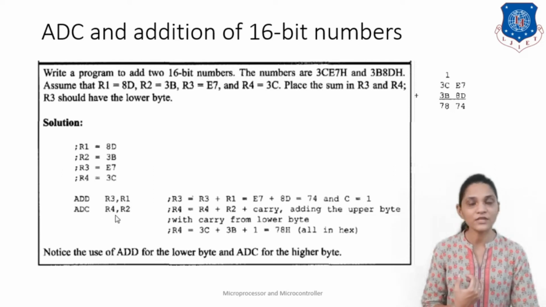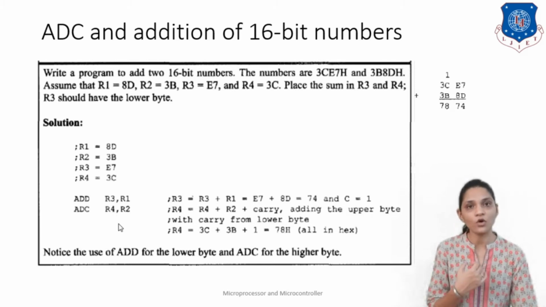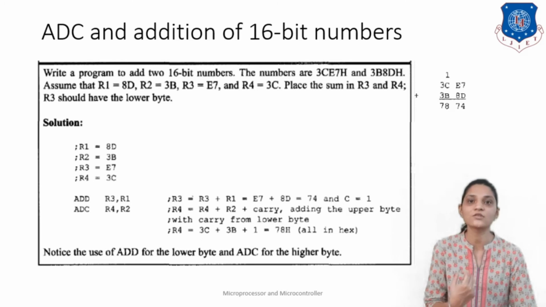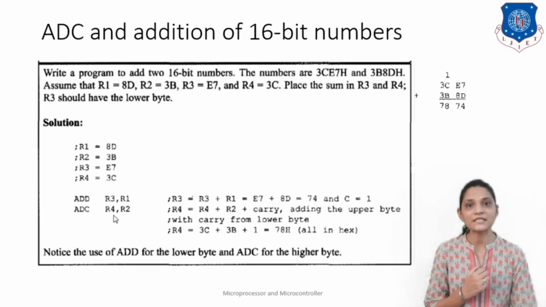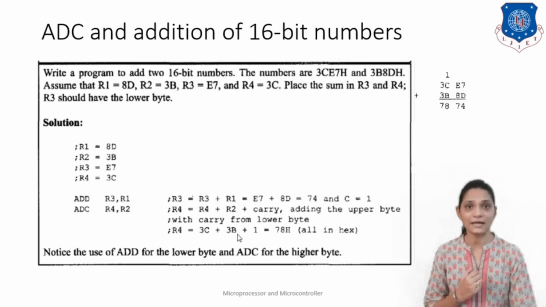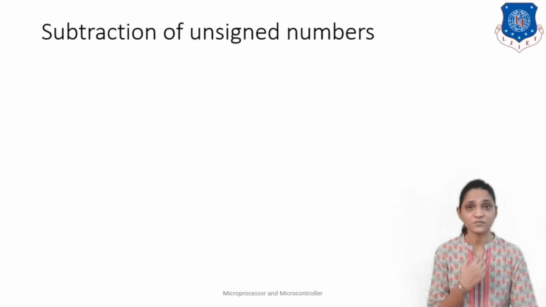In the add with carry instruction, whatever your carry, if it is 1, then 1 is added. If it is 0, then 0 is added. So in this way you can do the 16-bit addition by using the simple 8-bit addition instruction. The instruction is ADC, that is add with carry. Next we will see the subtraction instruction.